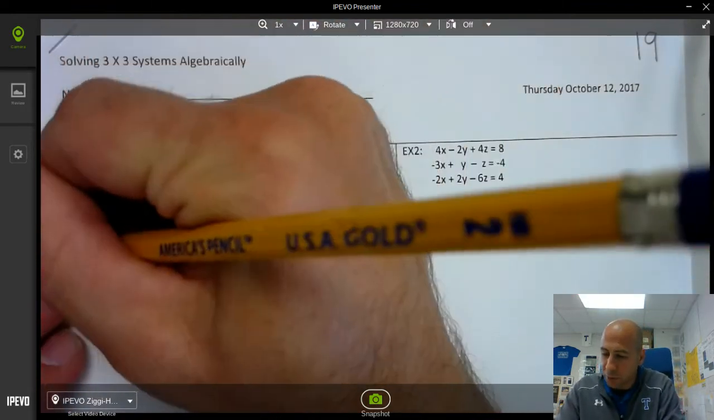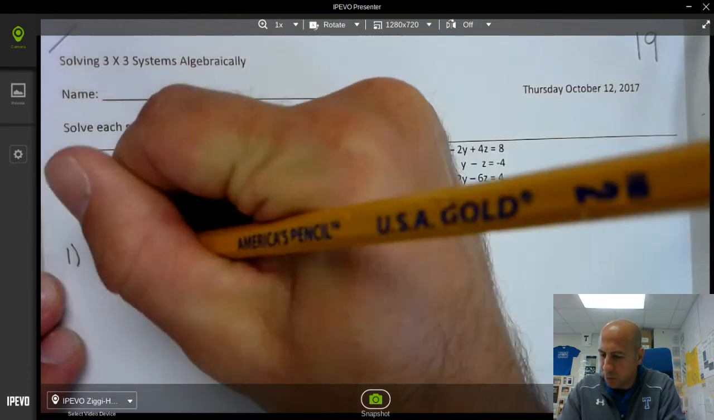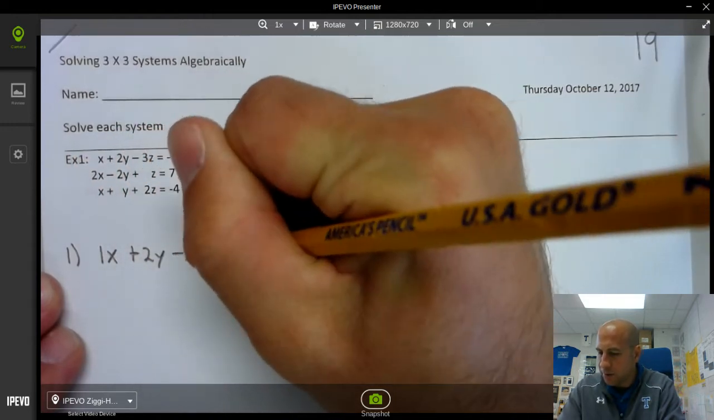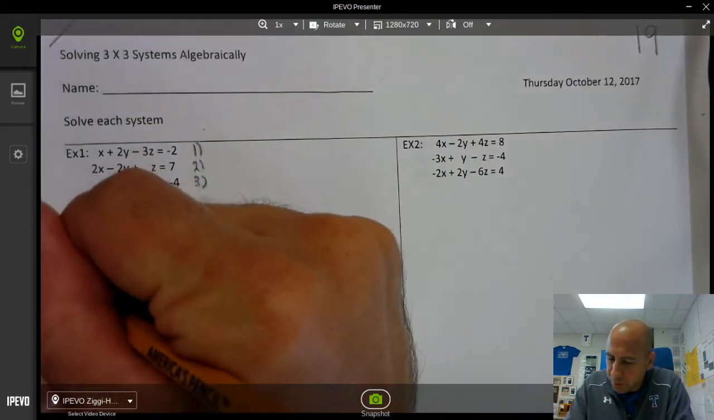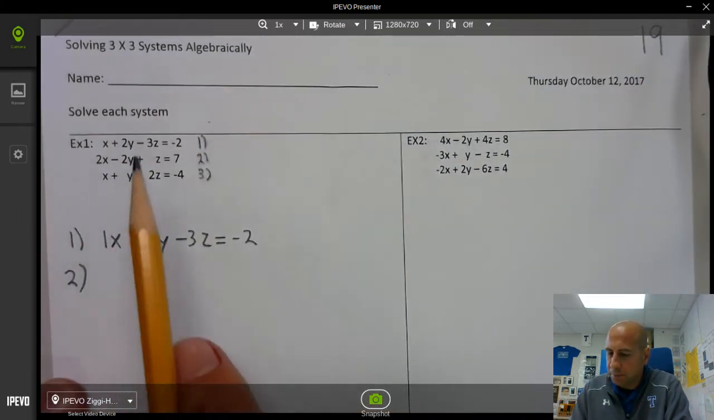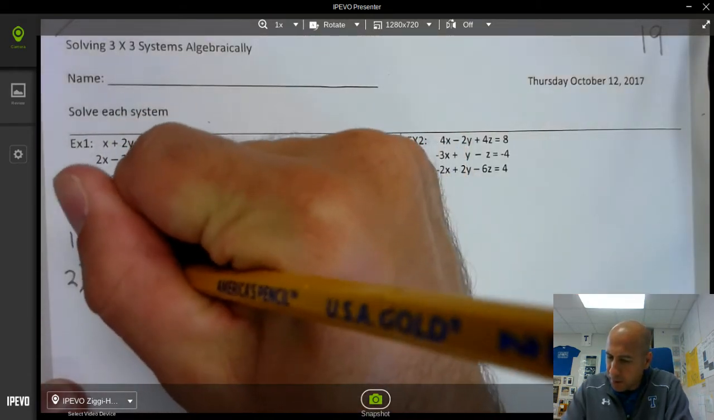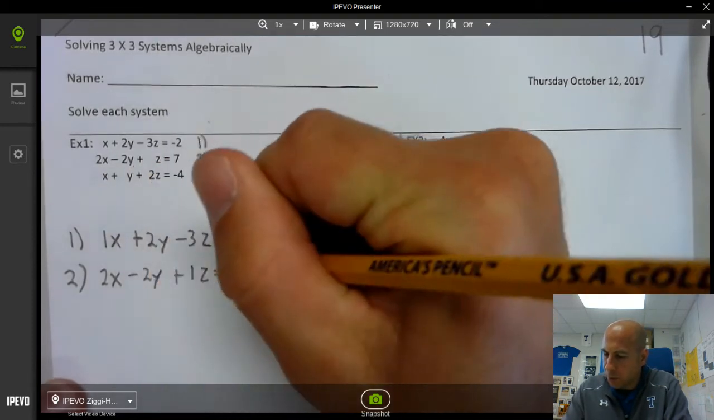Actually, no, 1 and 2. I'm sorry, 1 and 2. So, and I'm going to put a 1 in front of the x. So 1x plus 2y minus 3z equals negative 2. And then again, I'm using 1 and 2, okay, because of the 2y and the negative 2y. Okay, so then that's 2x minus 2y plus 1z equals 7.